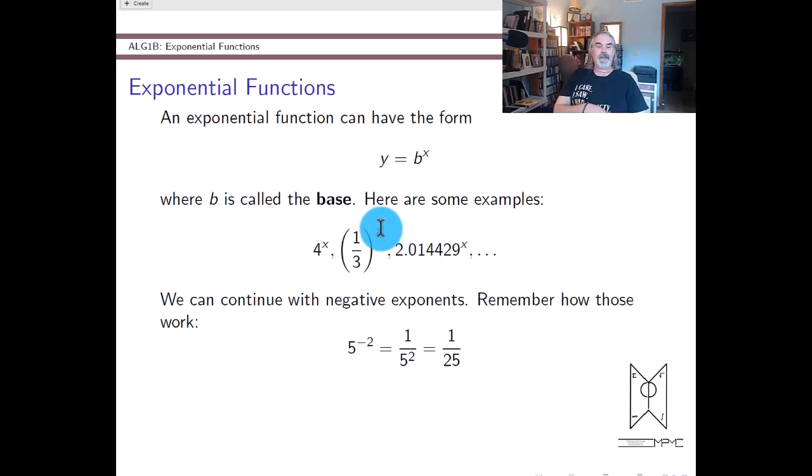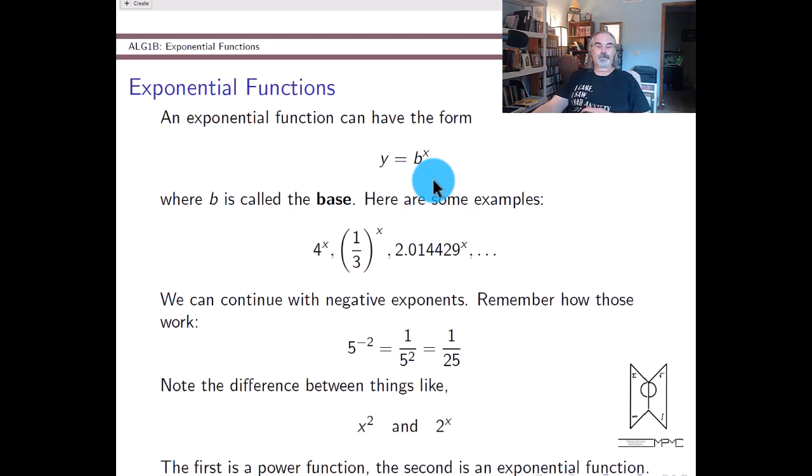Remember something about negative exponents. Negative exponents mean to take what is there and flip it upside down, so to speak. So this is stuff you've seen before. 5 to the negative 2 is the same thing as 1 over 5 squared, which is 1/25. And so these x values in the exponents can also be negative numbers as well. So these functions spread out all over the xy plane.